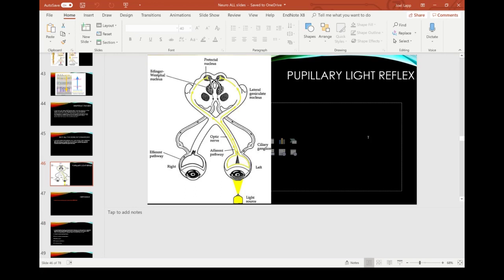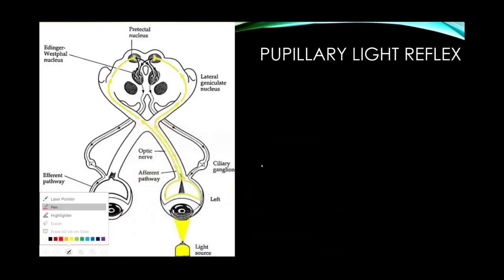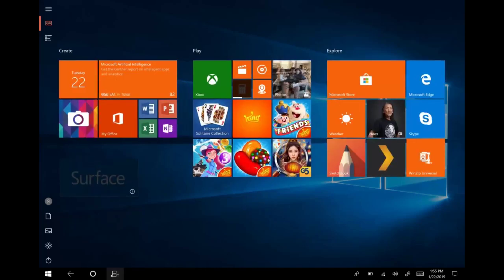So if you remember, I was talking about the Marcus Gunn pupil. Are we frozen? Nice. Whoa.